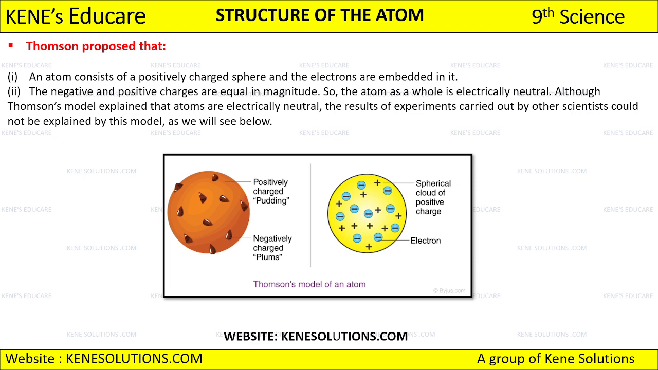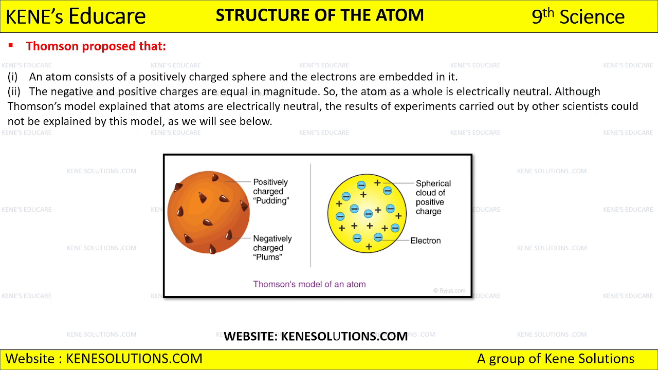After this, we saw what exactly J.J. Thomson has proposed. He said that an atom consists of a positively charged sphere, and there are certain electrons embedded in that positively charged sphere. Along with that, he said that the negative and the positive charges are equal in magnitude.